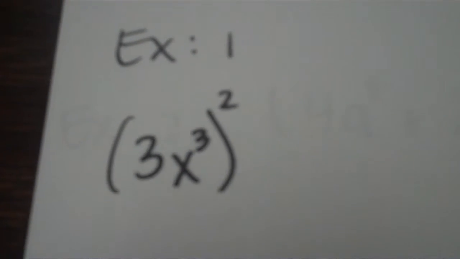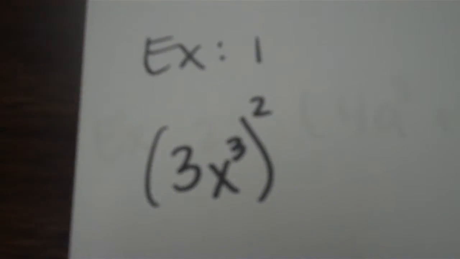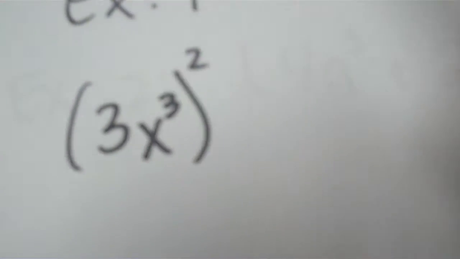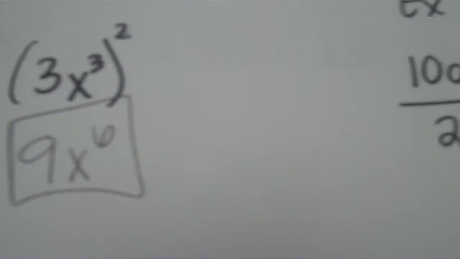So pause, write it down. 3x squared. And you've seen these on warm-ups and stuff. 3x to the third, all that squared. So remember, you treat the big numbers like normal. So what is 3 squared? 3 times 3 is 9. So you put a 9 here. And then you multiply your exponents. 2 times 3 is 6. So x to the 6. Done.